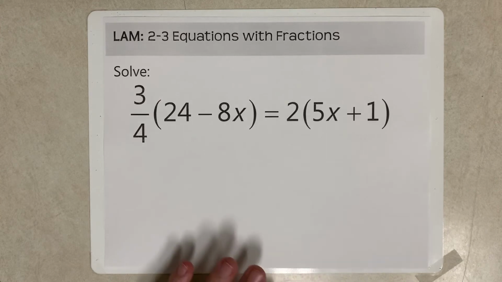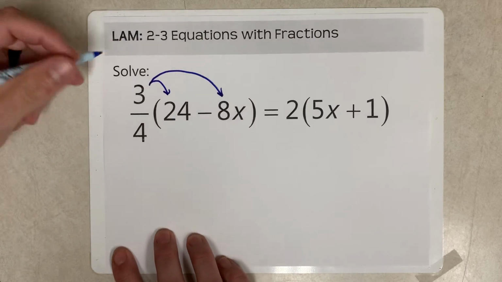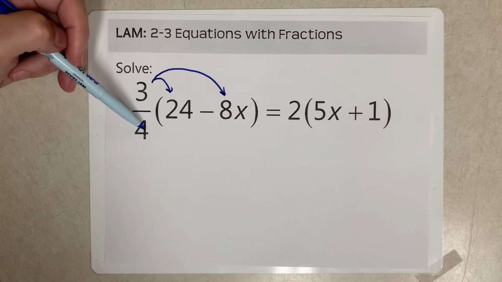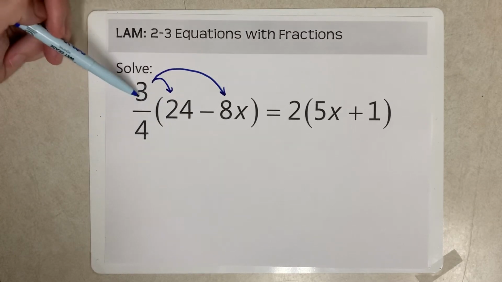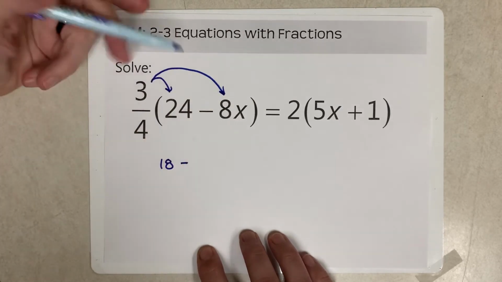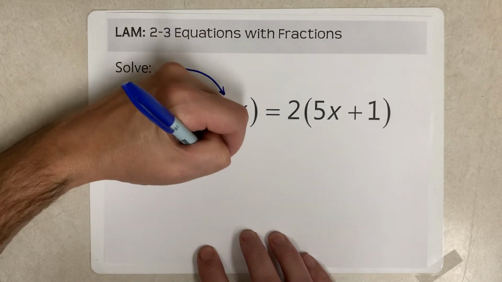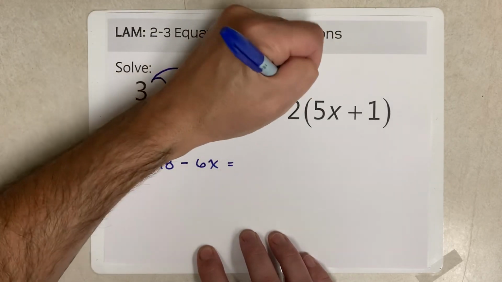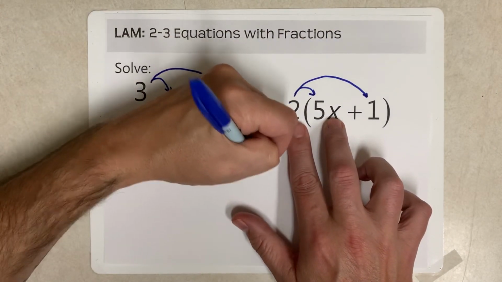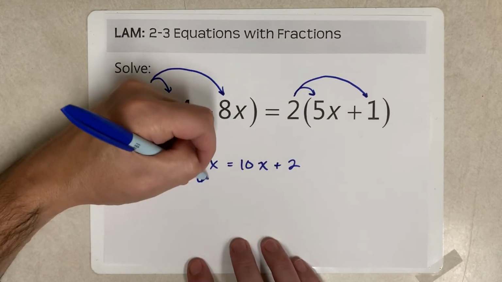Okay, this one, I've got to distribute on both sides. So we'll deal with the left-hand side first. This one's going to be a little trickier. Let's do this. 24 divided by 4 is 6. And 6 times 3 is 18. So all of that is going to be equal to 18. Minus 8 divided by 4 is 2. Times 3 is 6. Equals. Okay, let's go ahead and distribute this 2. That would be 10x plus 2. All right, I'm going to add 6x to both sides.